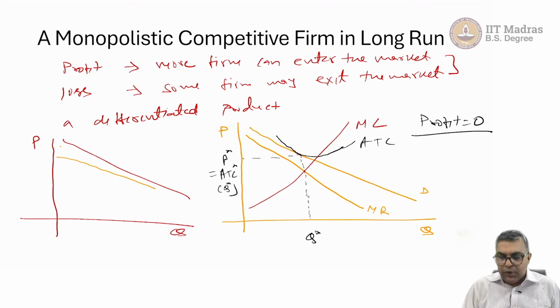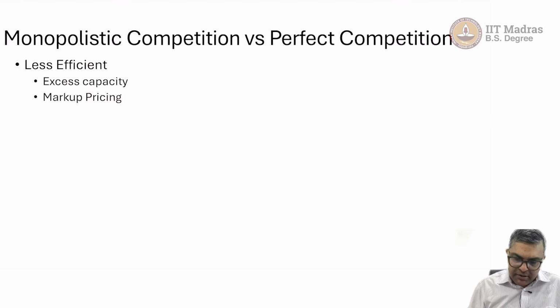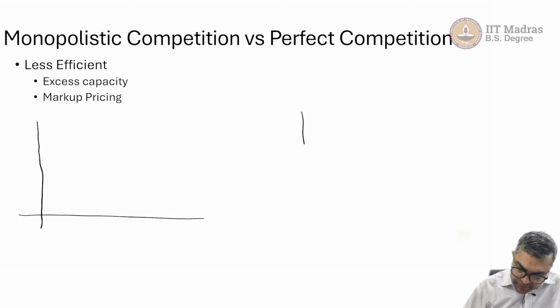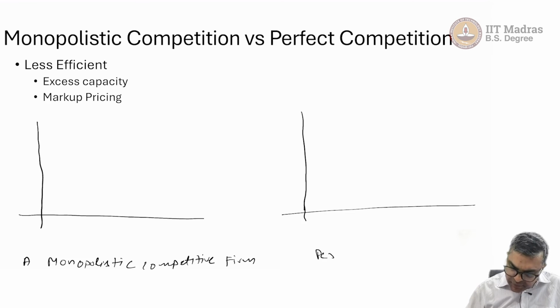So, no new firm will enter or exit the market, and this feature makes it very different from the monopoly market situation, because here P star is equal to ATC at Q star. So, let us compare this monopolistic competitive firm in the long run with a firm that is operating in a perfectly competitive market, both for the long run. So, let me do the two graphs here. One is for the perfectly competitive firm and another for the monopolistic competitive firm.